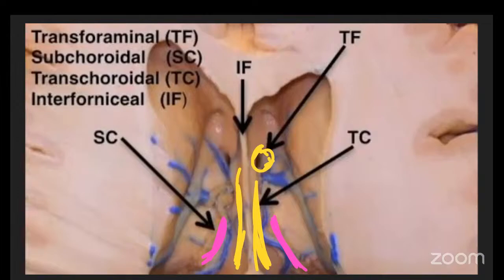We have 2 or 3 options here. Let me choose a color that would be visible. I'm using red to mark the corridors. We have established the interfornical approach and the foraminal approach, right? The other 2 corridors are going to be here, between the choroid plexus and the fornix, and between the thalamus and the choroid plexus. Am I making sense? Or do you want me to draw this again?